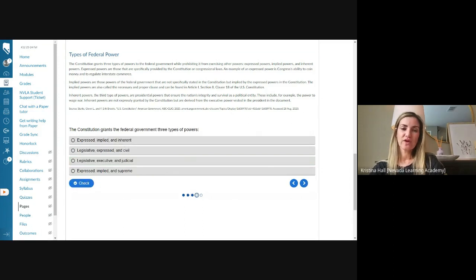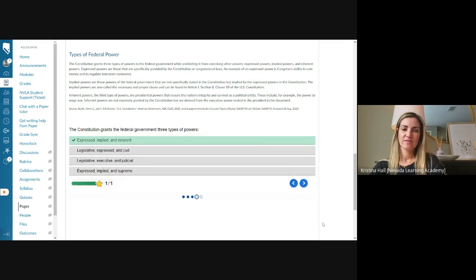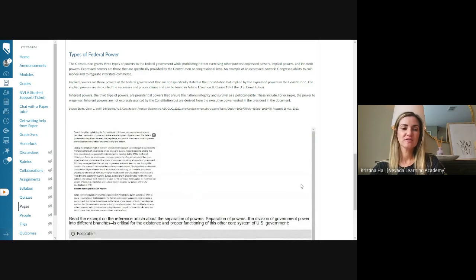The Constitution grants the federal government three types of power: expressed, implied, and inherent. We see it right here: implied, inherent, and then expressed is right here. All right, and then our last question.